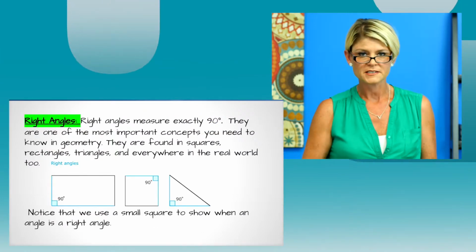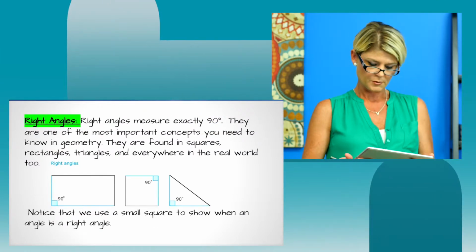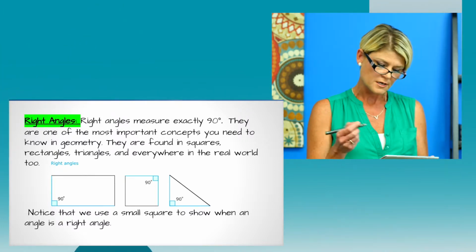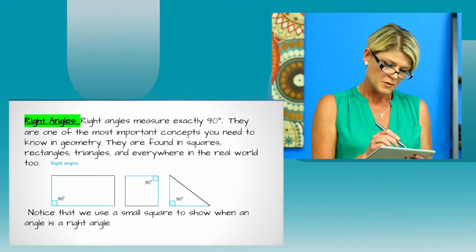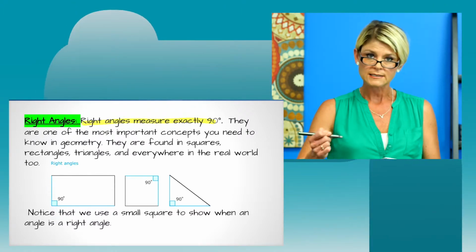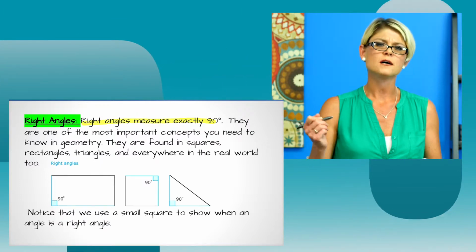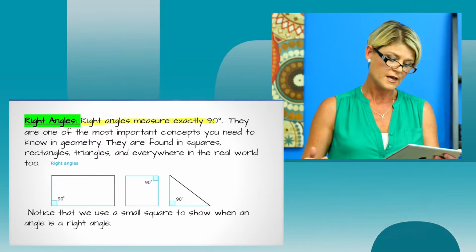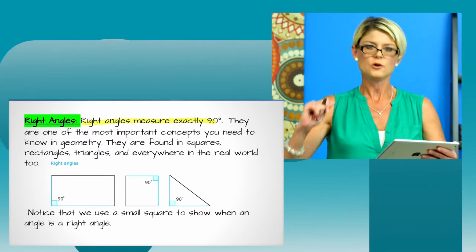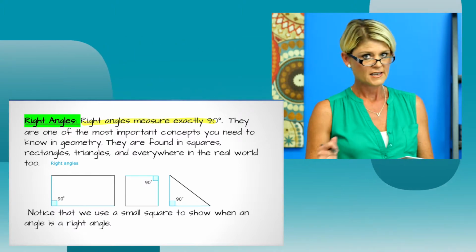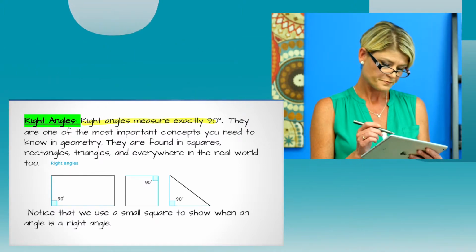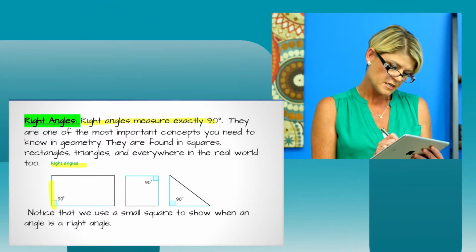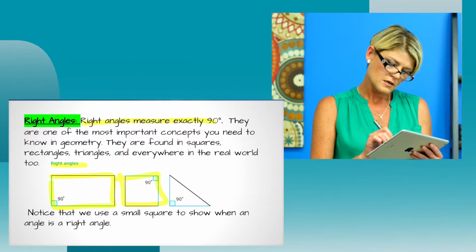Now, when we're talking about 90 degrees, you're probably saying, well, that's great, Mrs. Campbell, but what if it's 90 degrees? Well, that's probably the easiest angle of all. If it is 90 degrees, then it is a right angle, because right angles measure exactly 90 degrees. They're one of the most important concepts that you need to know in geometry. They're found in squares, rectangles and triangles, everywhere in the real world. I would challenge you to go out and see how many right angles you could find in any given day. They're out there everywhere.